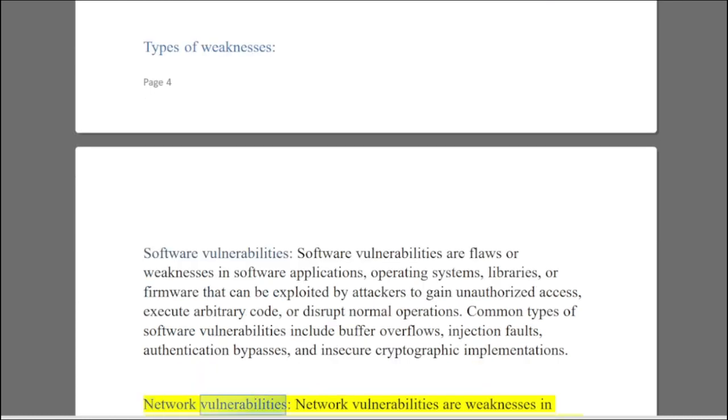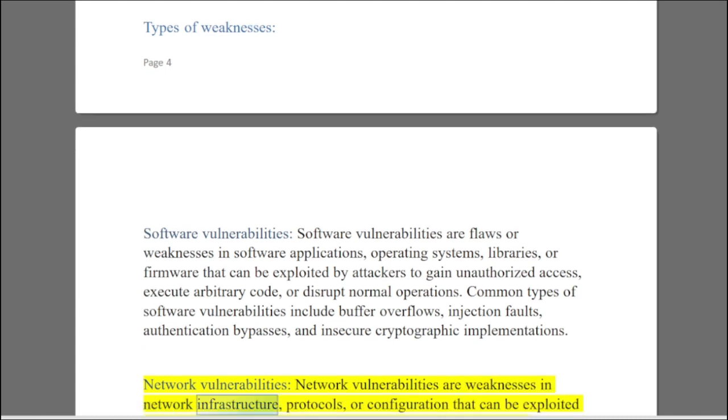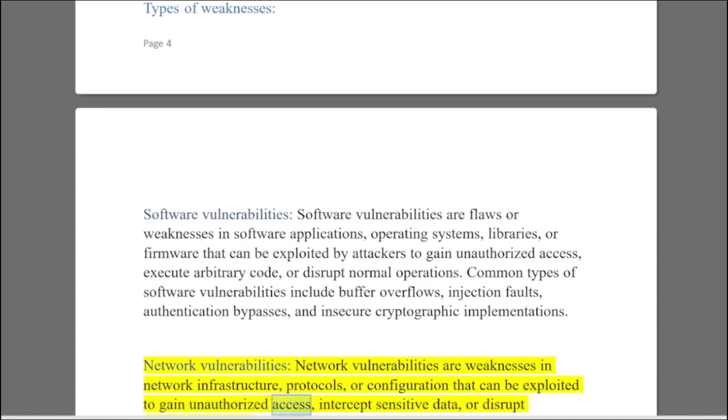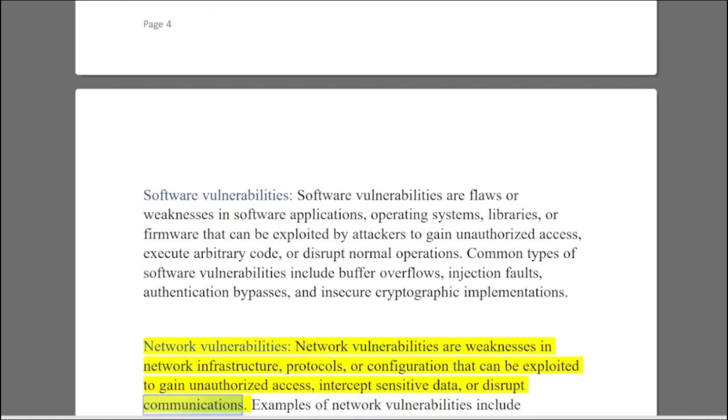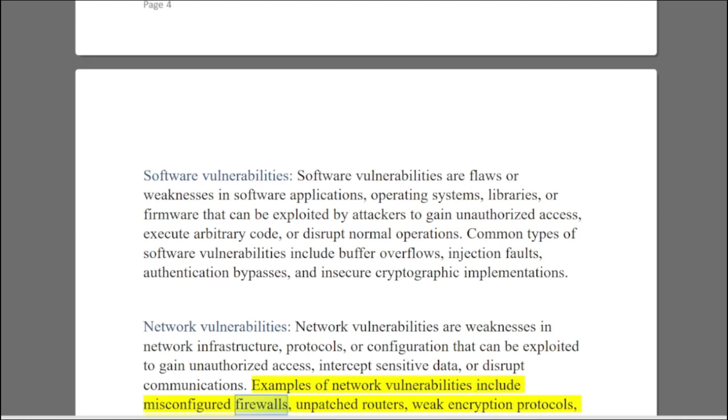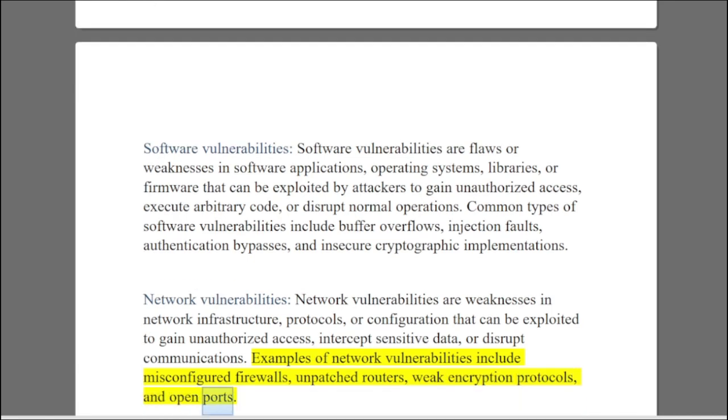Network vulnerabilities. Network vulnerabilities are weaknesses in network infrastructure, protocols, or configuration that can be exploited to gain unauthorized access, intercept sensitive data, or disrupt communications. Examples of network vulnerabilities include misconfigured firewalls, unpatched routers, weak encryption protocols, and open ports.